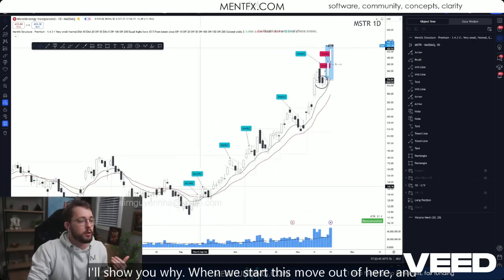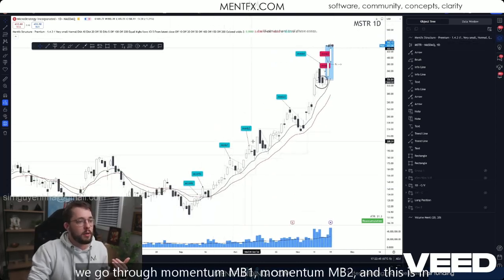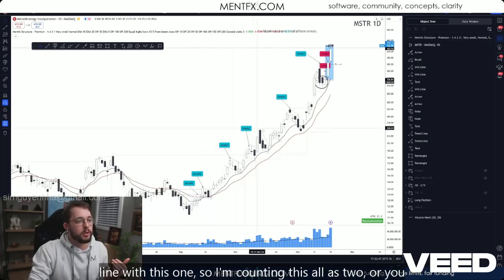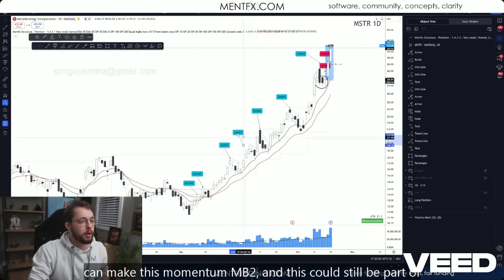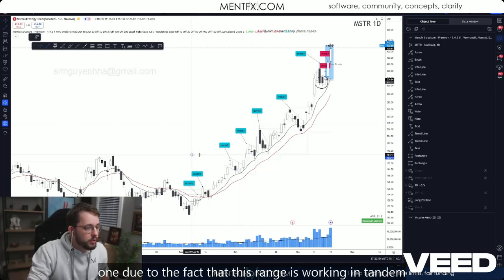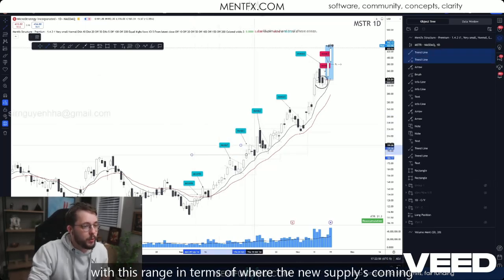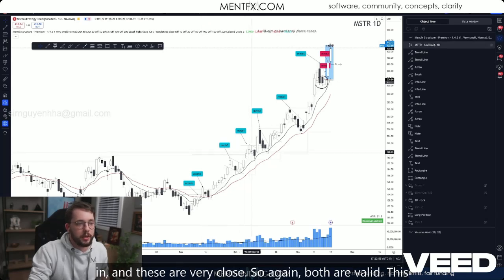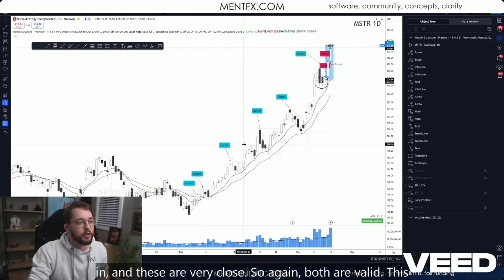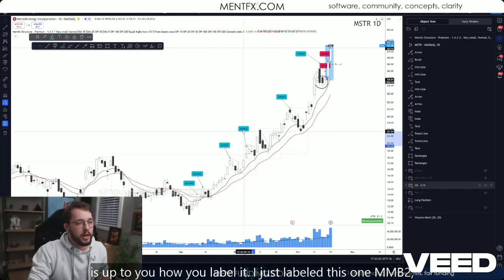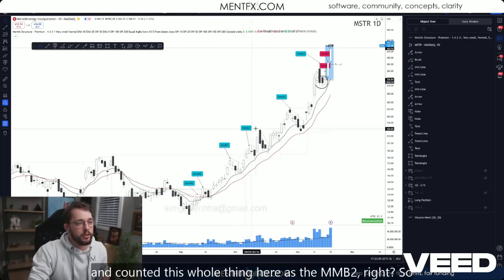When we start this move out of here, and we go through momentum MB1, momentum MB2, and this is in line with this one, so I'm counting this all as 2, or you can make this momentum MB2, and this could still be part of 1 due to the fact that this range is working in tandem with this range in terms of where the new supply is coming in, and these are very close. So again, both are valid. This is up to you how you label it. I just labeled this one MMB2 and counted this whole thing here as the MMB2, right?